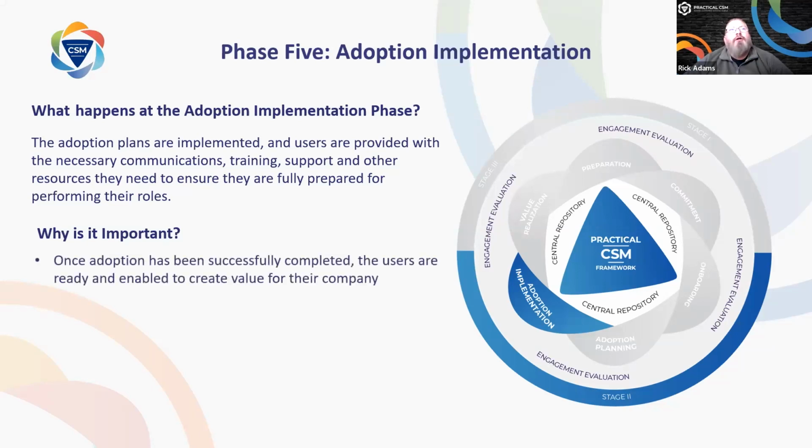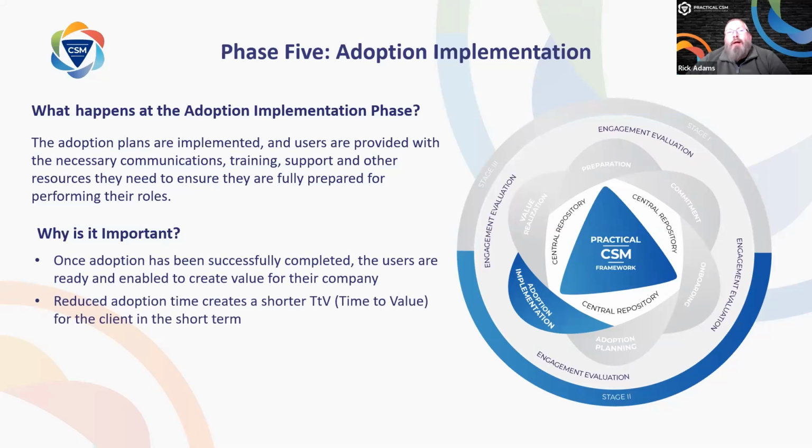So why is adoption implementation important? Well, of course, once we've completed the adoption phase, the users have adopted our product and they're starting to use it to generate value. And the quicker we get them through that, the better. Why? Because if we can quickly get them to the point where they're using our product, we can shorten the length of time before our clients start seeing value being returned from their investment in our product, whatever that might be: our software as a service, our professional services, or our solution that may be a combination of hardware, software, and professional services or managed services, whatever it is. The quicker they can get value from it, the happier the customer will be.